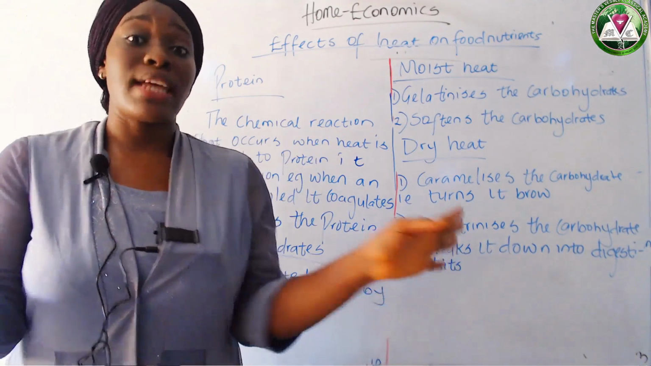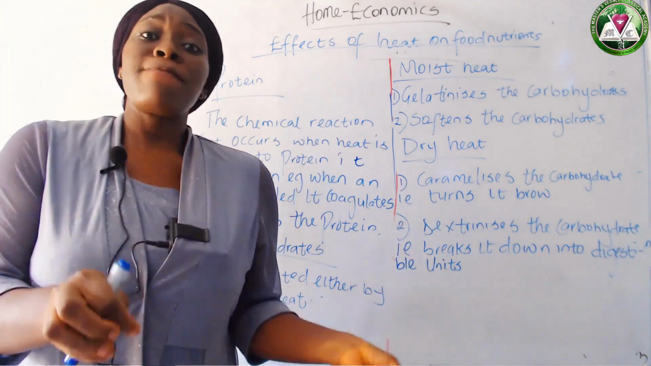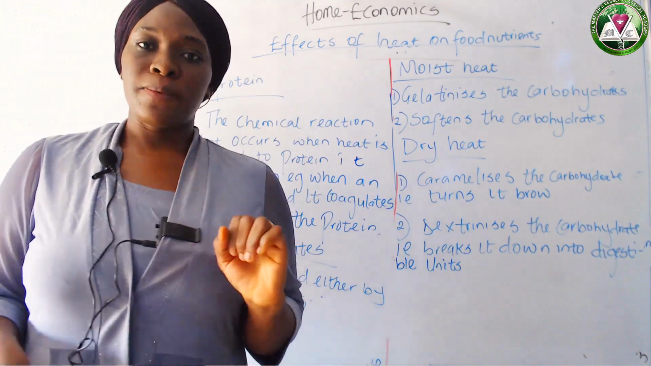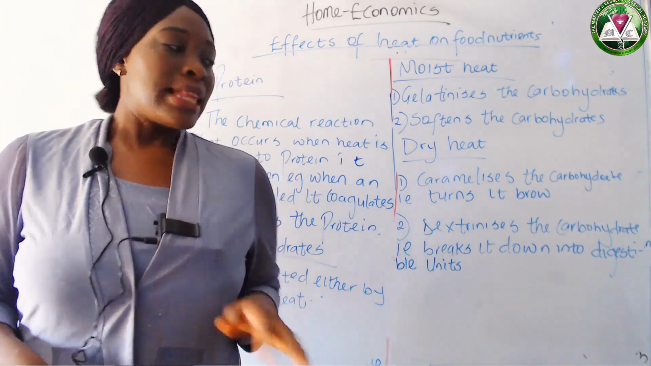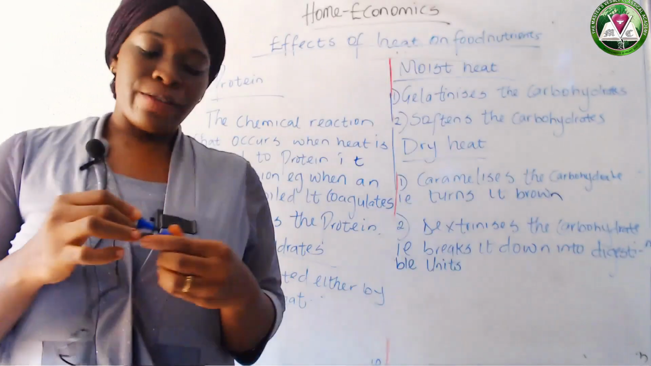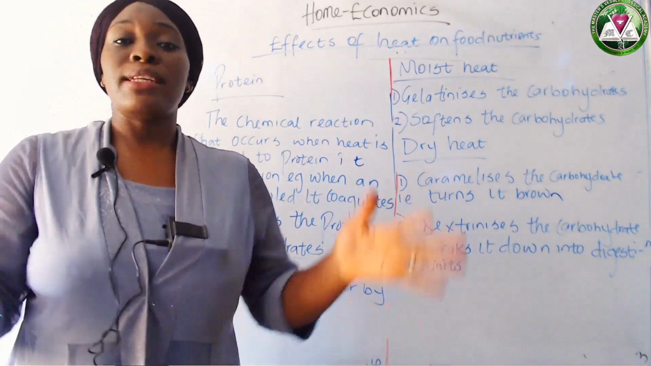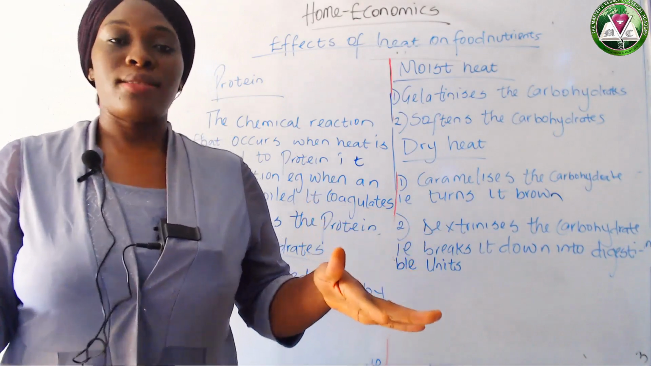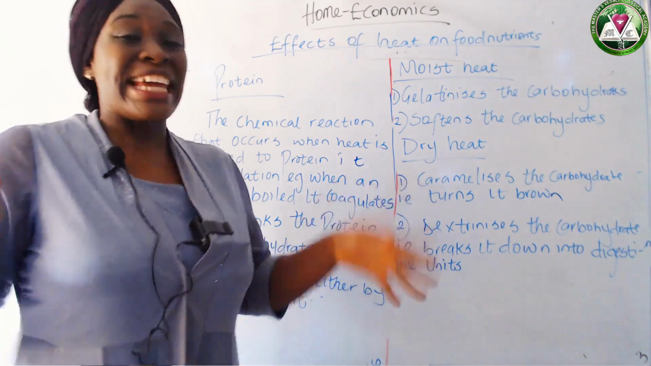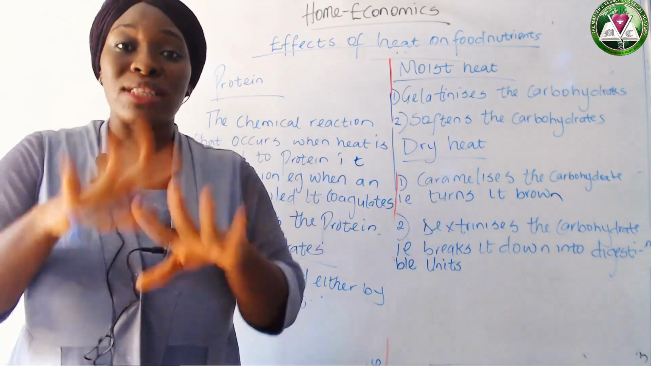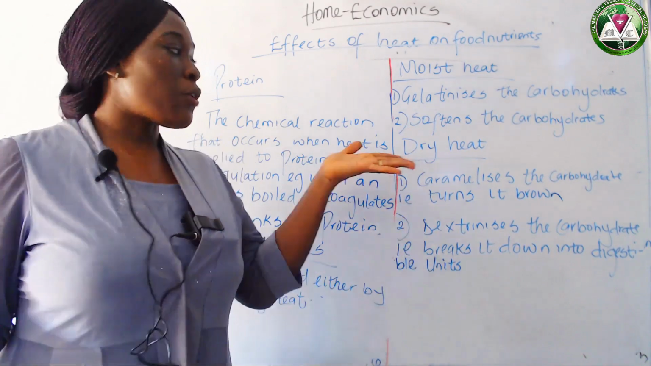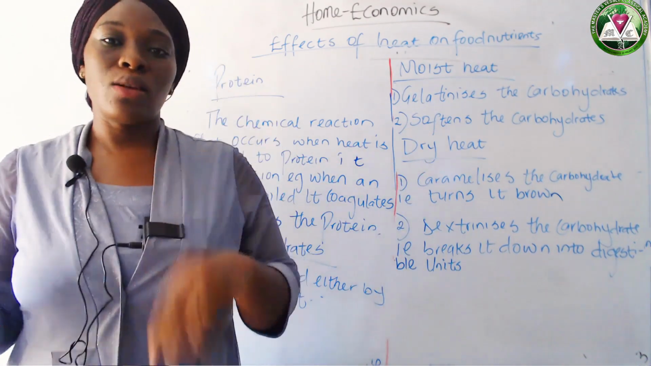Dry heat, no water is involved. What is the effect of dry heat on carbohydrates? It caramelizes the carbohydrates. Caramelization means it turns it brown. I don't know whether you've seen this brown color they normally use in cake production. This is one of the steps. They get sugar, then heat it with dry heat. No water is added. It turns brown. So that's one of the effects of dry heat on carbohydrates.